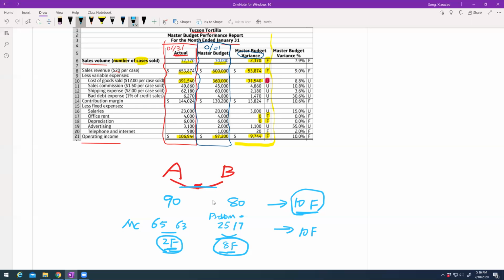Similarly, for the master budget, instead of just looking at this number, we want to break it down into two parts. The first part is called the flexible budget variance. The second one is called the volume variance, like the multiple choice part and the problem part. Then you have the flexible budget part, and you also have the volume variance part. We will talk about the detail in the next video.